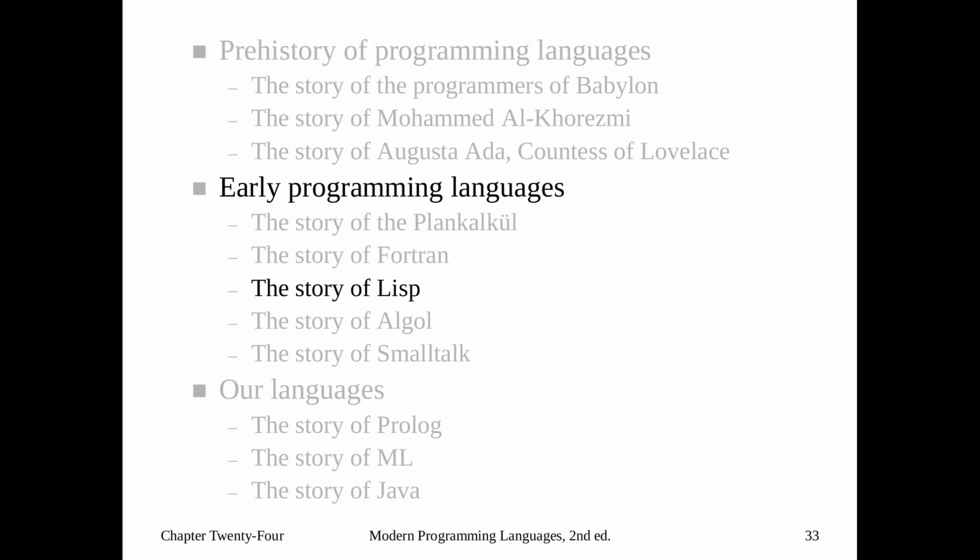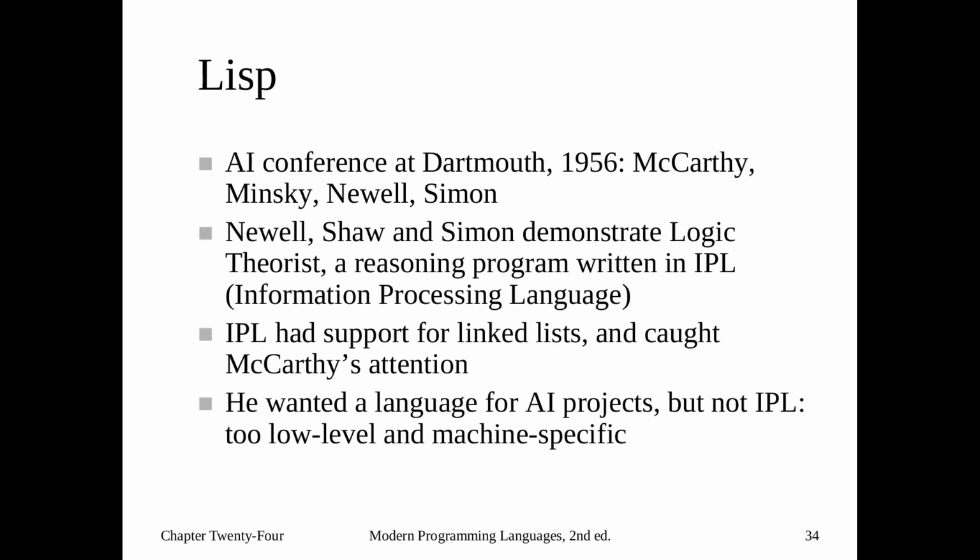That leads us to the next story, right? This is the story of Lisp. So, at an AI conference in Dartmouth in 1956, McCarthy, Minsky, Newell, and Simon were all together, and Newell, Shaw, and Simon demonstrated this program they had written called the Logic Theorist. It was a reasoning program written in IPL, the Information Processing Language, and the interesting thing about IPL was that it supported linked lists. So linked lists, we all know what that is, right?